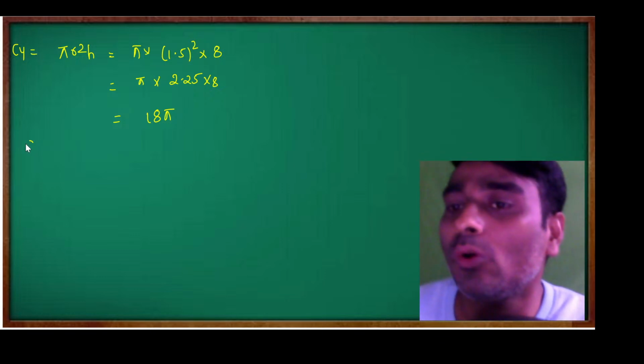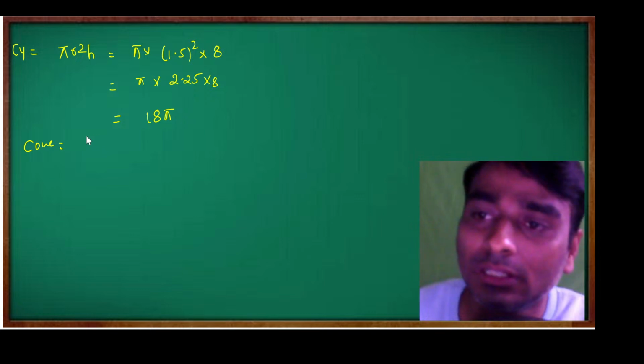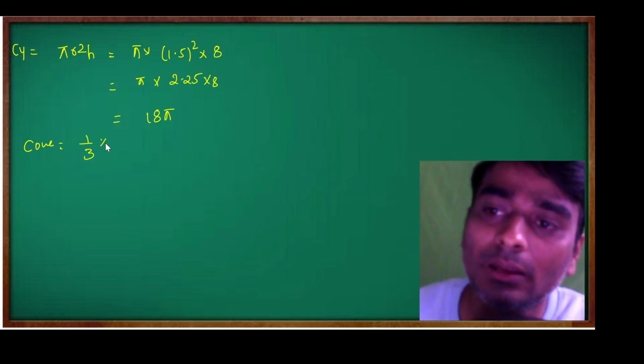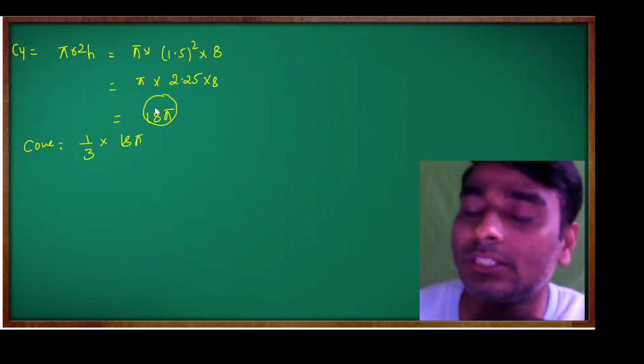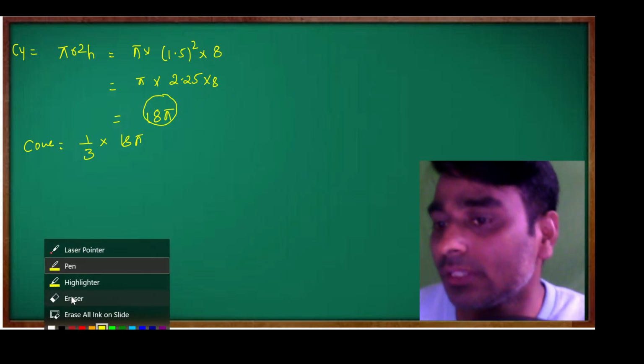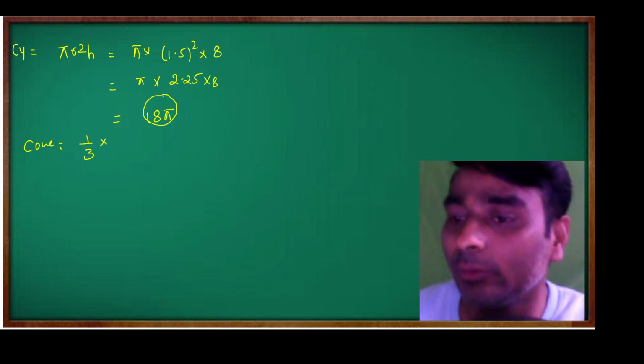Now volume of cone. Volume of cone will be what? 1 by 3 18 pi. Can't we take this, 1 by 3 pi r square h? No, you can't, because the height of the cone was different, if you remember. Don't do like this, okay?